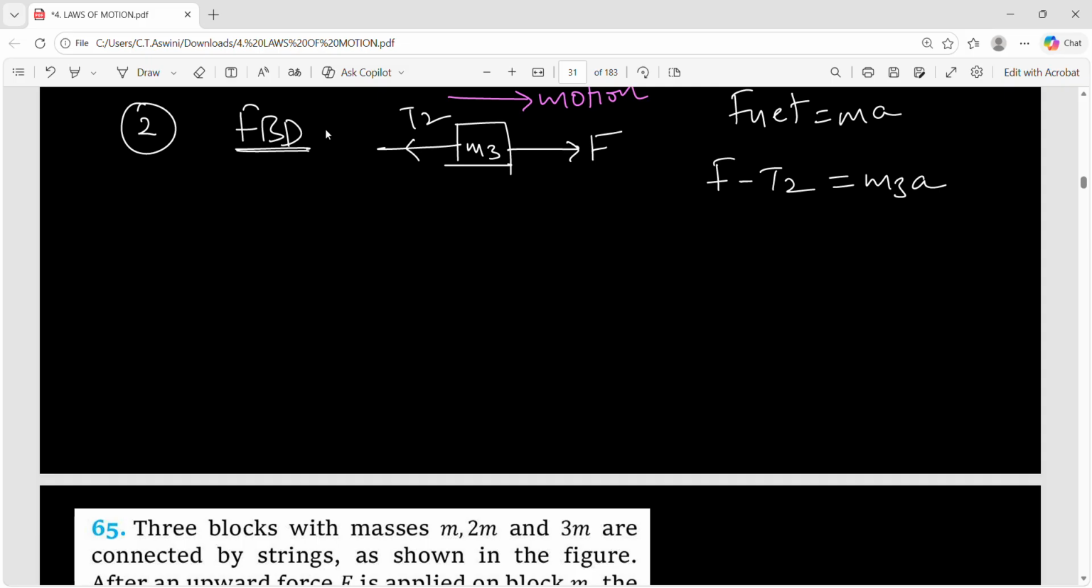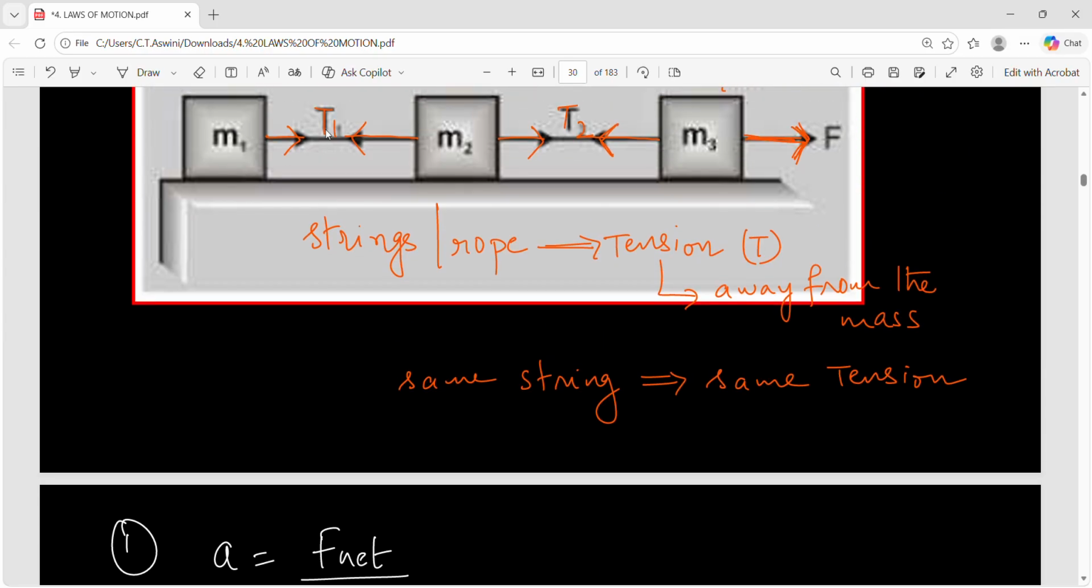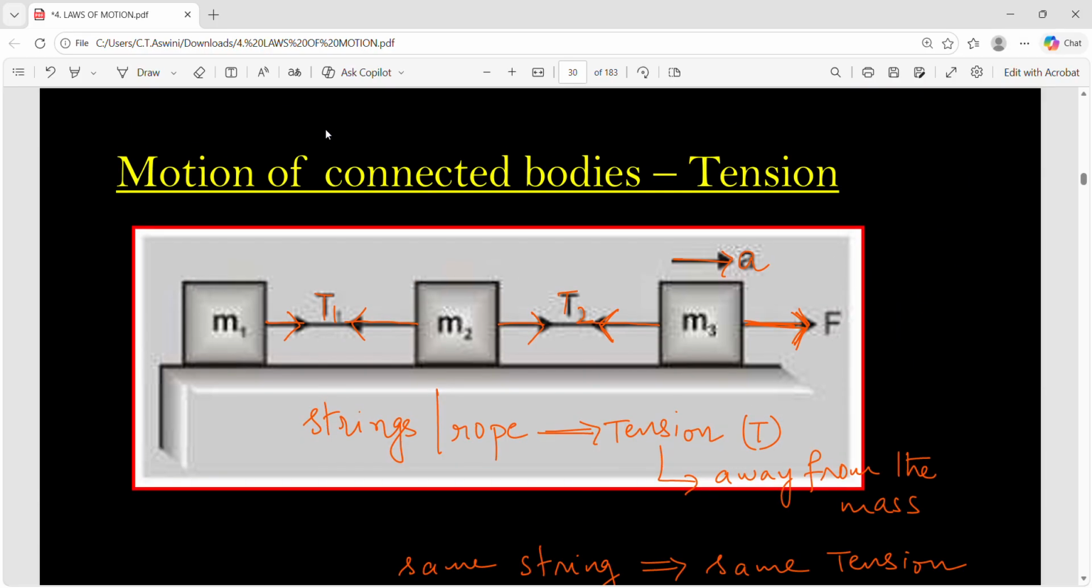Two equations or three equations, however many are required for solving our problem, accordingly we write them. Okay. I hope you are clear with this. If not, just kindly go through it once. Same as how we did with normal reaction. In the place of N, we'll take T. That's it.